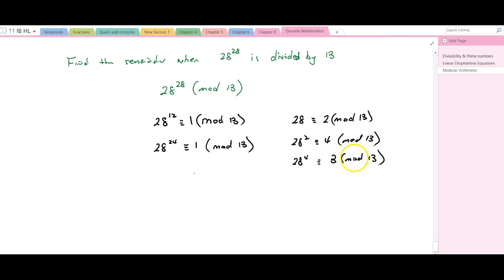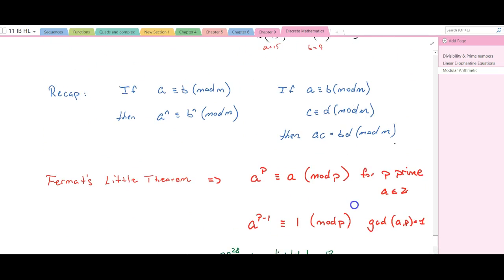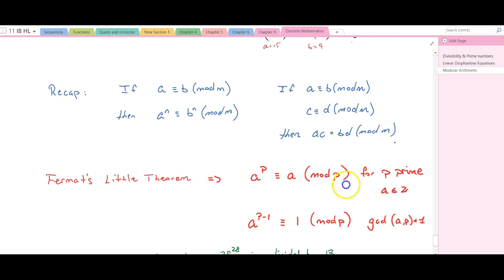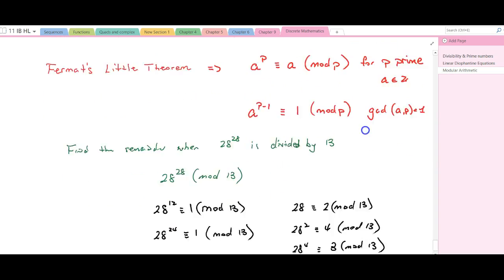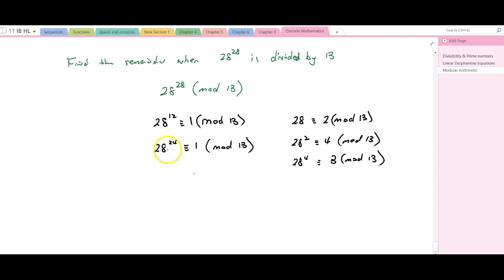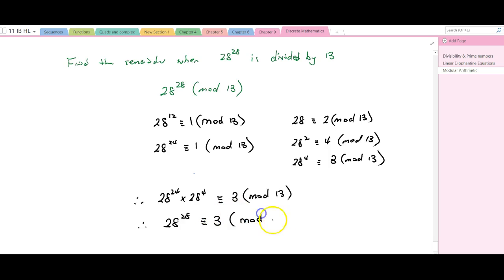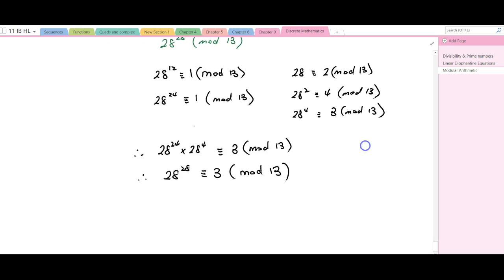I've got 28 to the power of 4 equals this. And I know from this result here that I can now find the product of A and C, and I'll get the product of B and D. The product of A and C is this. So therefore, I can say that 28 to the 24 times 28 to the 4 is equivalent to 3 in mod 13. All right, and therefore 28 to the power of 28 is a remainder of 3 when divided by 13. All right, isn't that a nice result?